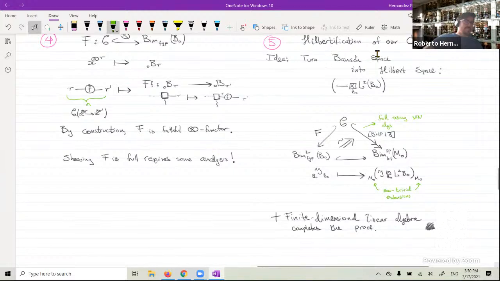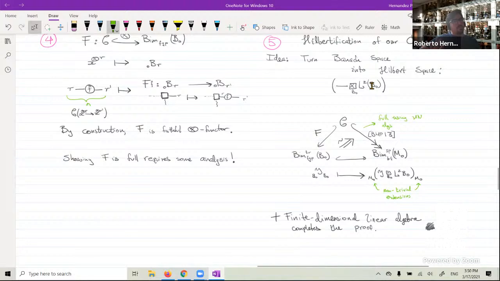And the technique we use is to Hilbertify our C-star bimodules. Basically we think of them as Banach spaces and we do something to them that turns them into honest Hilbert spaces. And we can actually do so in a monoidal tensorial way, where basically we just grab a bimodule and tensor it on the right by L2 B naught.